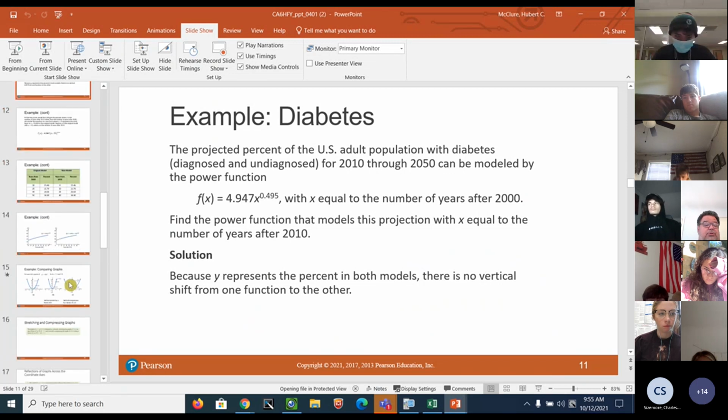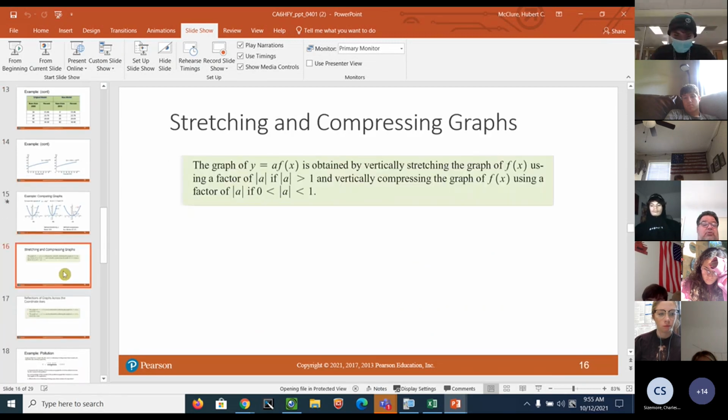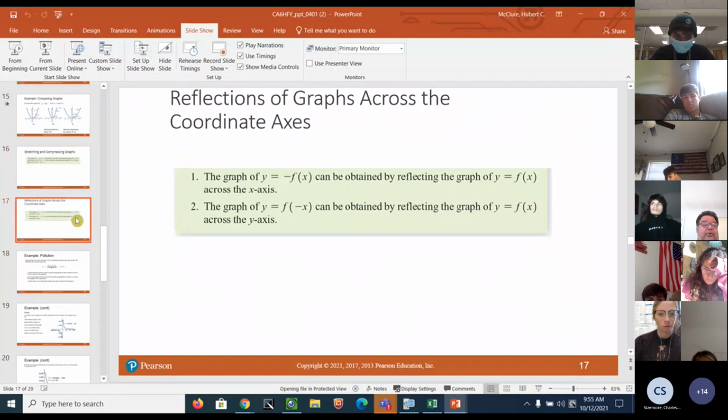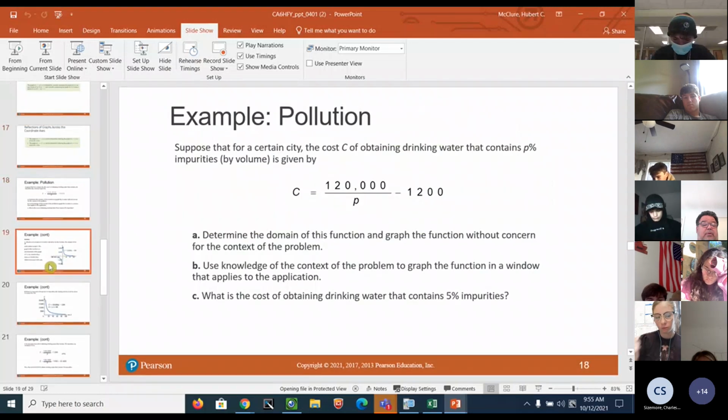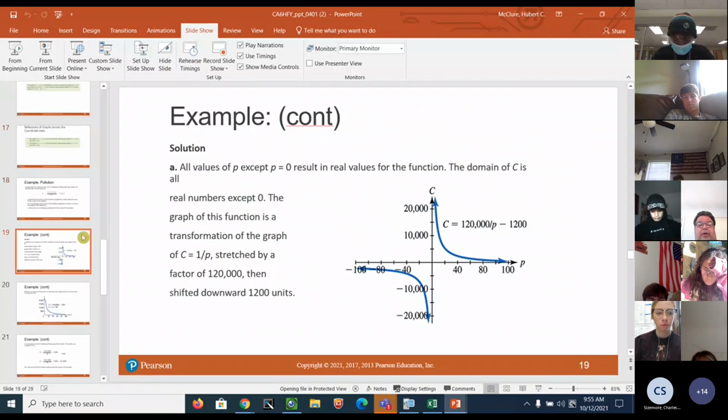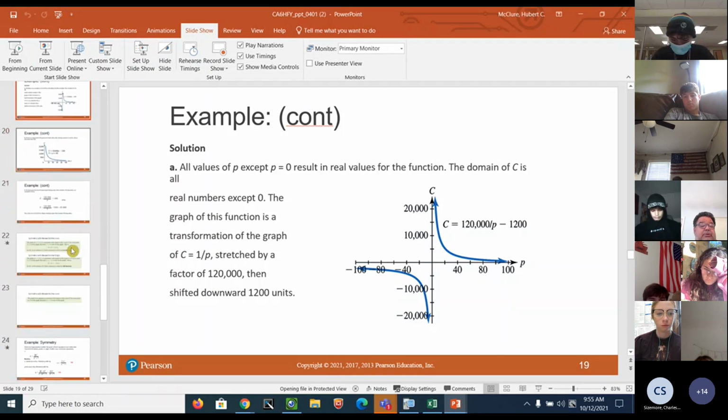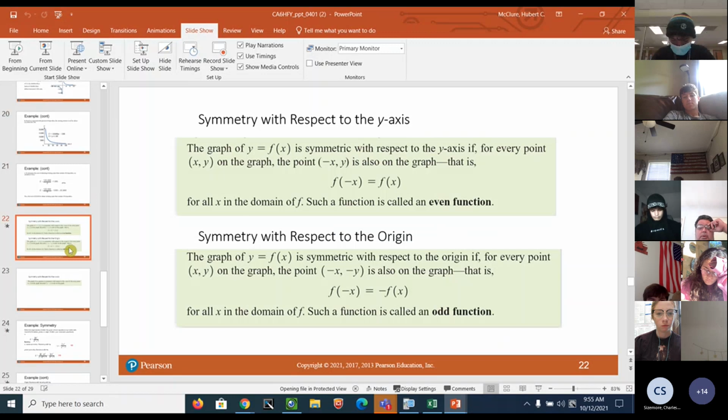So yeah, pretty much. Stretching, compressing, we talked about that, so I don't have to worry about that. And this is in your parent graphs. That is a 1 over x. Okay, so we're okay.